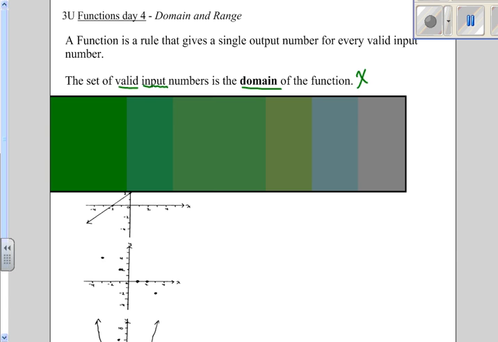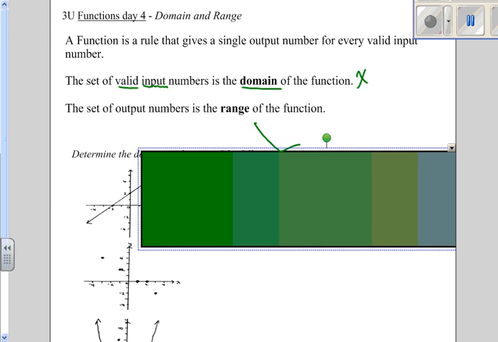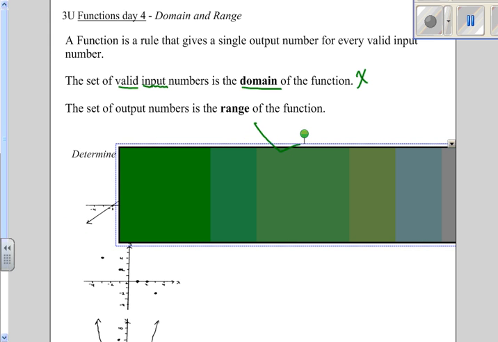Input, we don't often think that way, but the independent variable is X. It is your input into the function to give you an answer. Your range would be the answers. Set of output numbers is the range of the function. That tends to be our Y values. These are the dependent variables. And it is our output, or our answer.